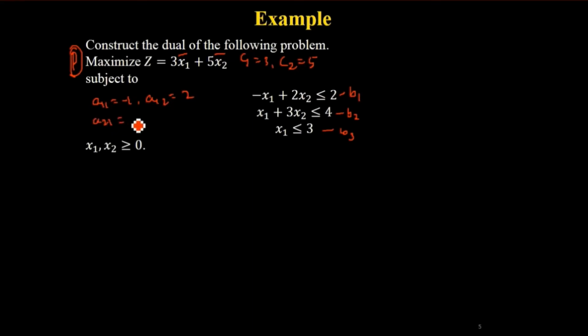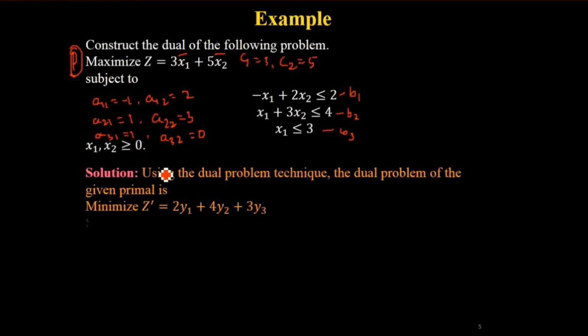Then A21 coefficient is 1. A22 coefficient is 3. Then A31 coefficient is 1 because x1 is there but there is no x2. So A32 coefficient, this value is 0. Okay, so now we are in a position to convert this primal problem to dual problem.